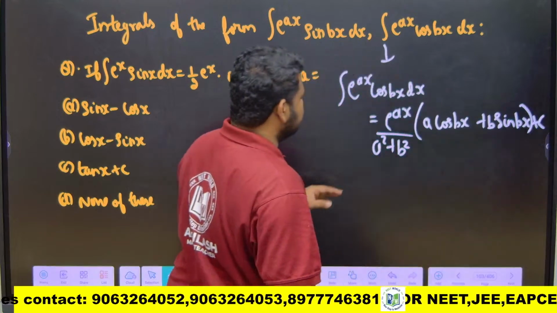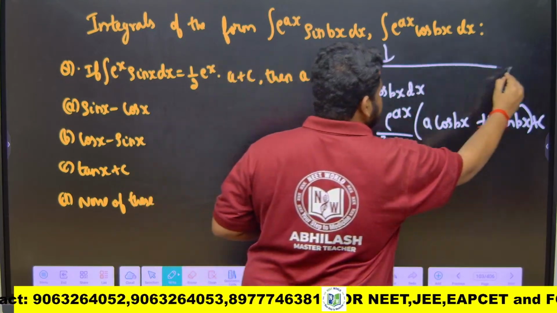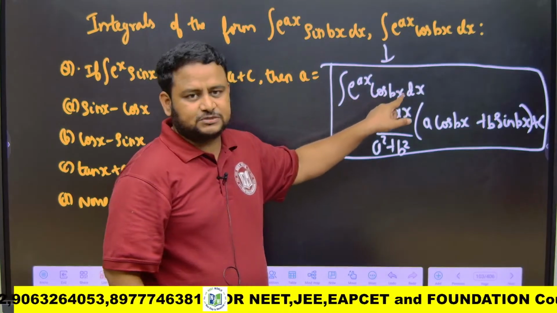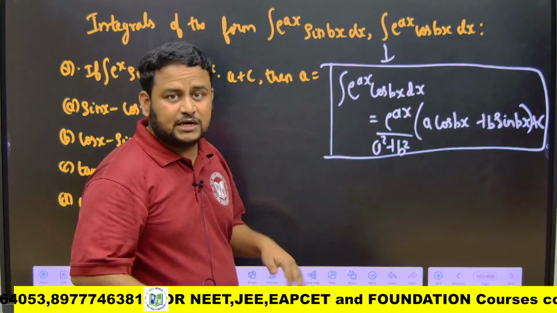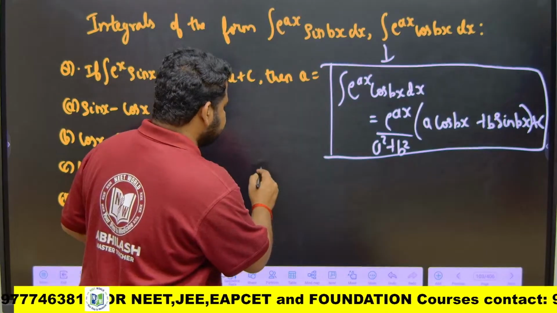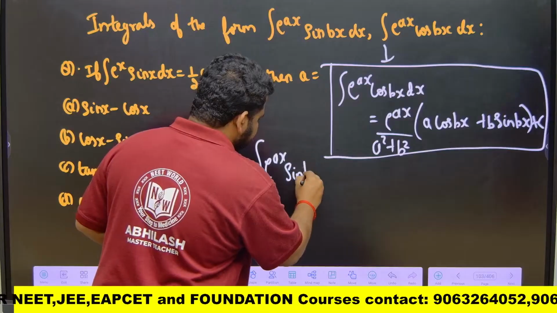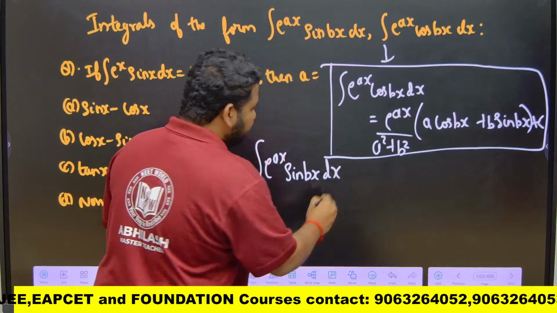Okay, a times cos bx plus b times sin bx plus c. This is the formula for e power ax cos bx, if it is given. What about e power ax sin bx? If they were given the integral of e power ax sin bx dx, what is the formula for this?